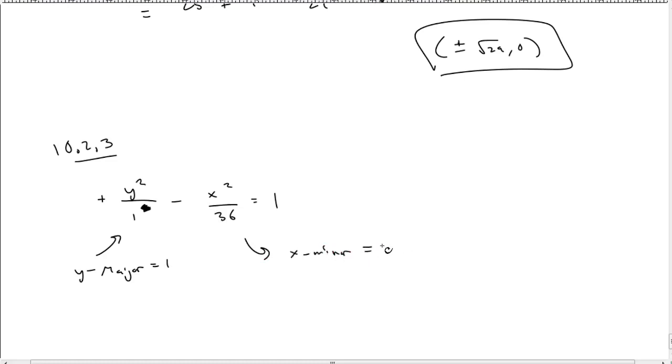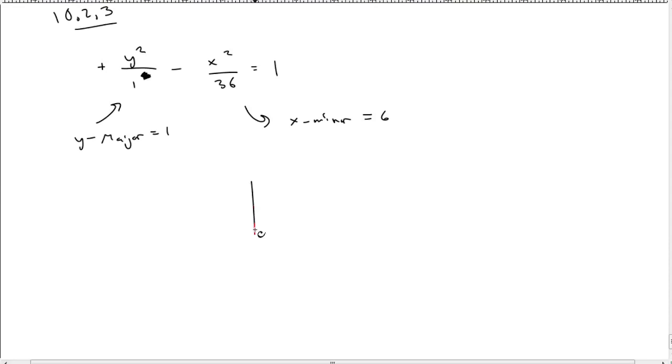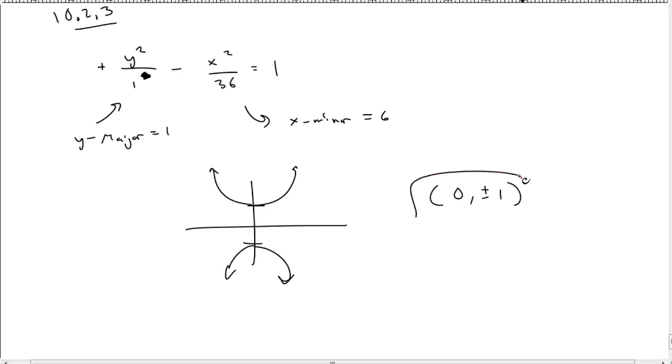X minor of 6. And you can graph this immediately. I know that this is going to look a little strange, but my y's are only going to be 1 and 1. There you go. Cool. And then that's it. Yeah, I know it's kind of dorky. It's 0 plus or minus 1 for my vertices. Again, that's going to be these guys right here, your endpoints, I guess you can say.